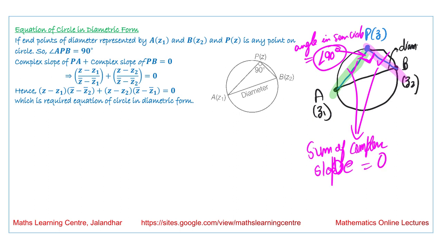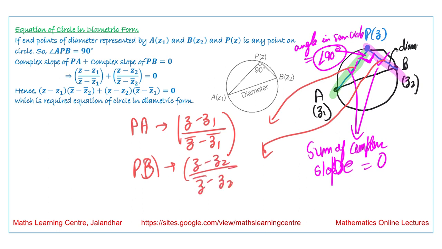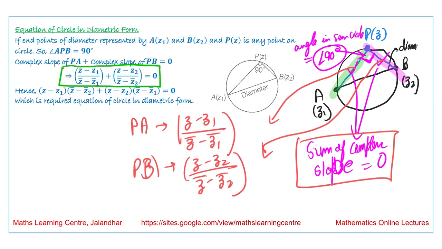Now the complex slope of PA is z minus z1 over z bar minus z1 bar, and the complex slope of PB is z minus z2 over z bar minus z2 bar. The sum of the slopes should be 0. So the sum of both these values should be 0. By taking the LCM, we obtain the equation of the circle in the diameter form in this way, where the endpoints of the diameter are z1 and z2.